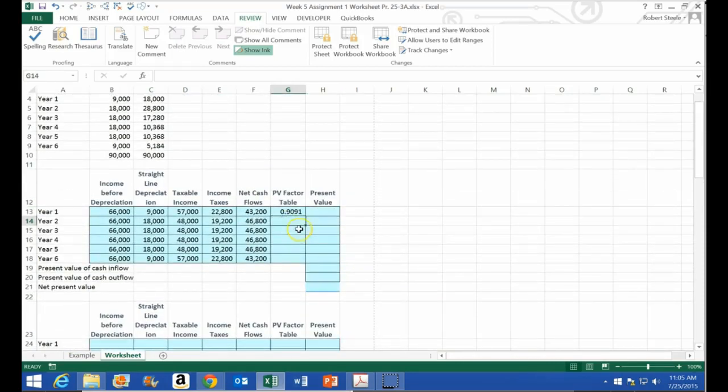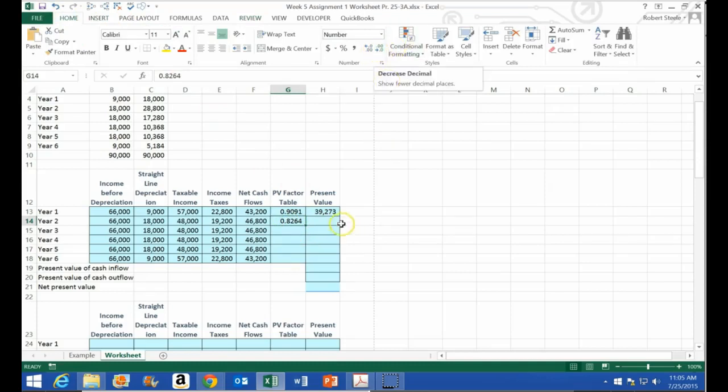So if it's 1 year out, then the cash flow is 43.2, but we're going to get it a year later. So at a discount rate of 10%, it's only worth 39,273 in today's dollars. 2 years out, we're going to say 0.8264 from that table. Also note that the Excel is formatted so that I can see 4 decimals here, so that's using these items here. So this is this times that. Now we're going to say that 46.8 is really only 38,676 in today's dollars.